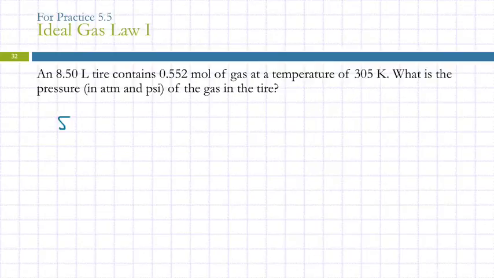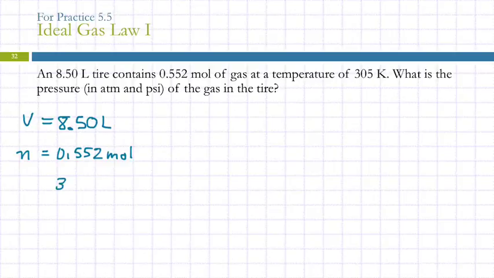So 8.50 liters. They don't say what that is, but the unit liter tells us that's the volume. And then it contains 0.552 moles. And we should recognize, okay, moles, that means that's the amount of gas in moles. And then temperature is 305 Kelvin. Isn't that nice? They didn't give us degrees Celsius.